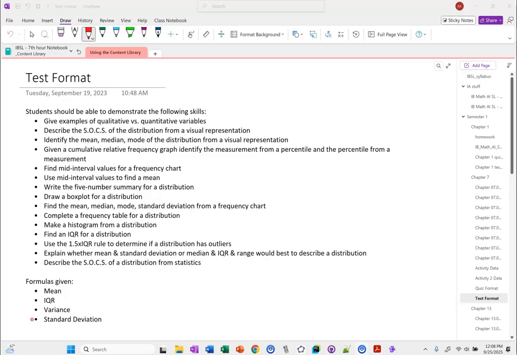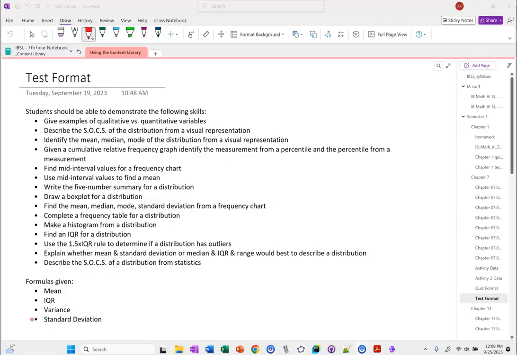Make a histogram from a distribution. On the histogram, what are the things Mr. Gulick's going to be picky about? The bars have to touch, unless there's a gap where there's like 0 in that category. And your X and Y axis need to have labels, like 10 once, right?